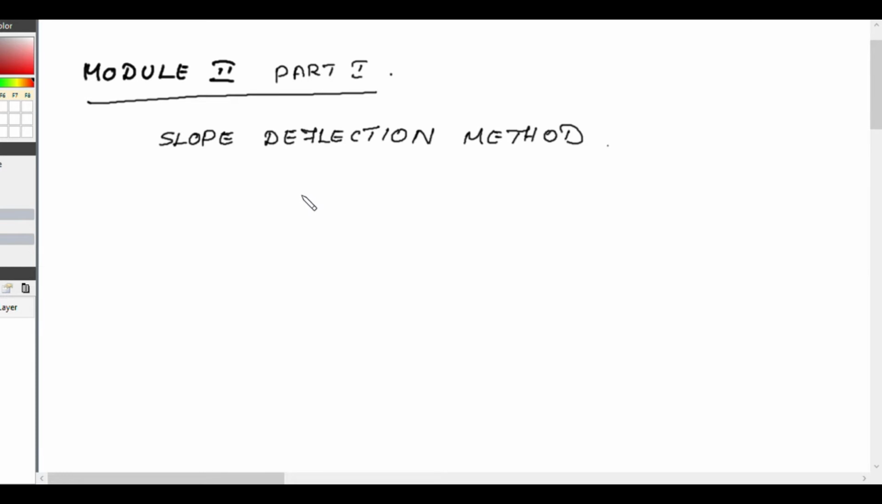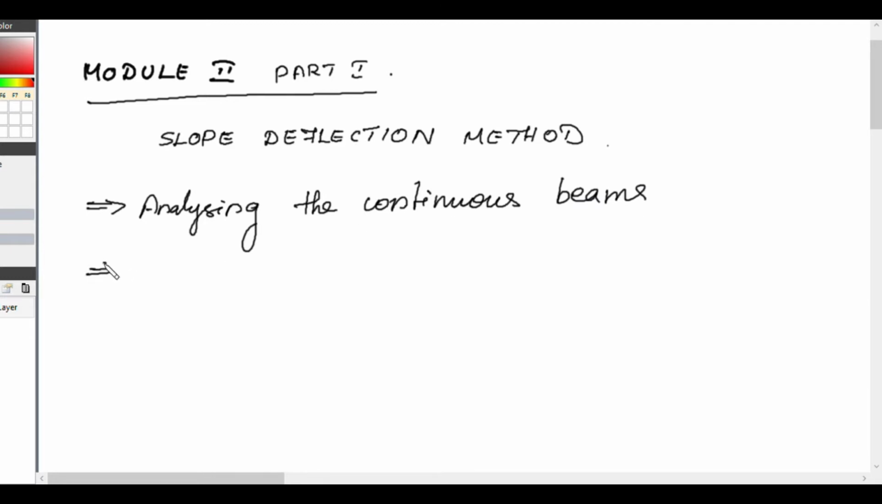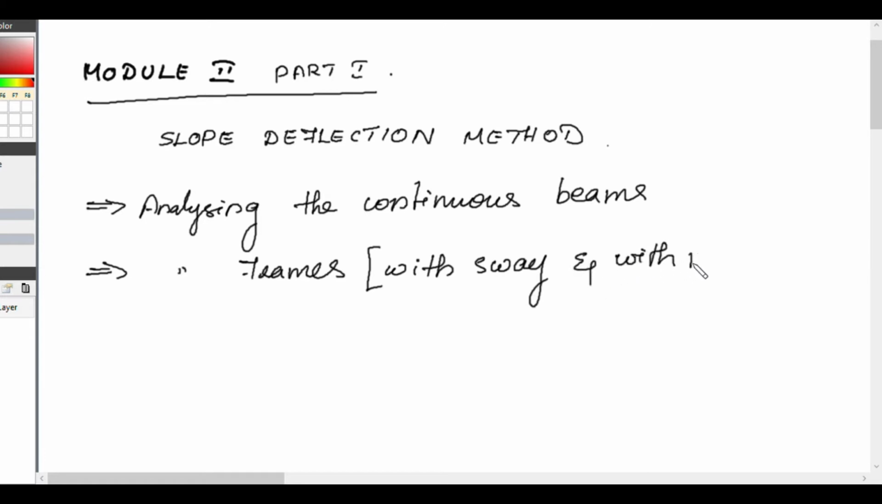In the first module, we saw how to analyze a continuous beam using theorem of three moments. In the second module, this slope deflection method is also used to analyze the continuous beams as well as frames. So this slope deflection method is used for analyzing the continuous beams, and it is also used for analyzing the frames. So frames with sway and without sway. With sway and with no sway.